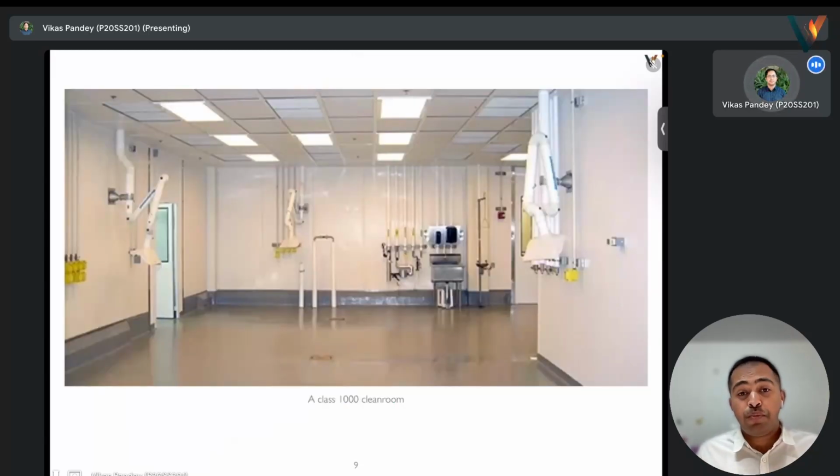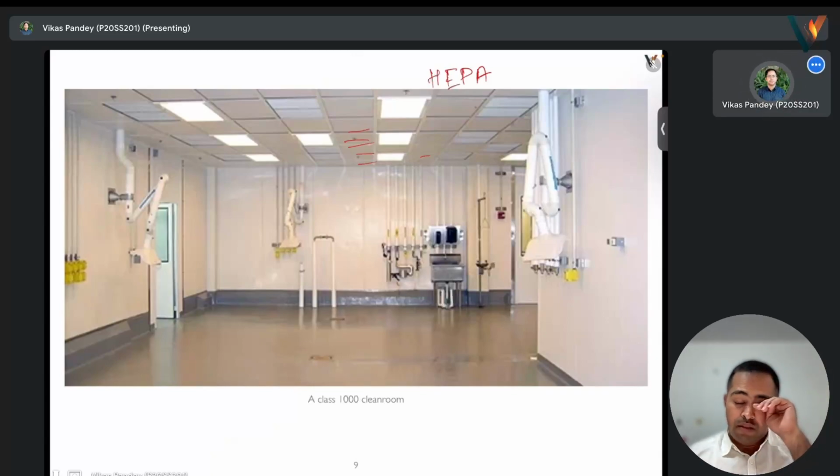So how does a clean room look, and how is it maintained? This is a picture of a class 1000 clean room. You see a lot of tubes are there. Everything is sealed. All the filtration techniques that are used are based on HEPA, high efficiency filters. They are used to clean the dust. There should be no dust particles inside it. Laminar flow of air is there.